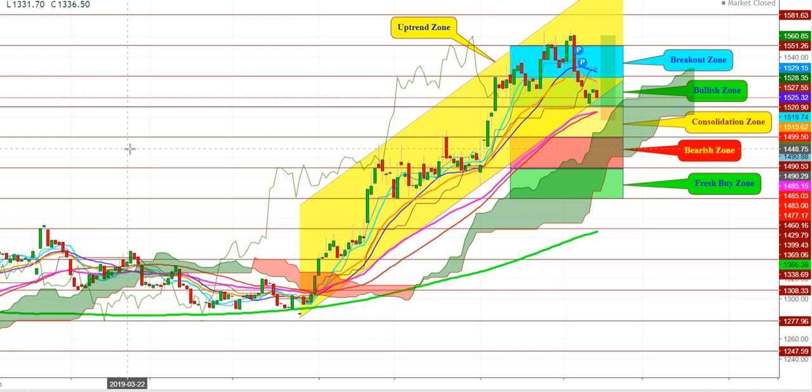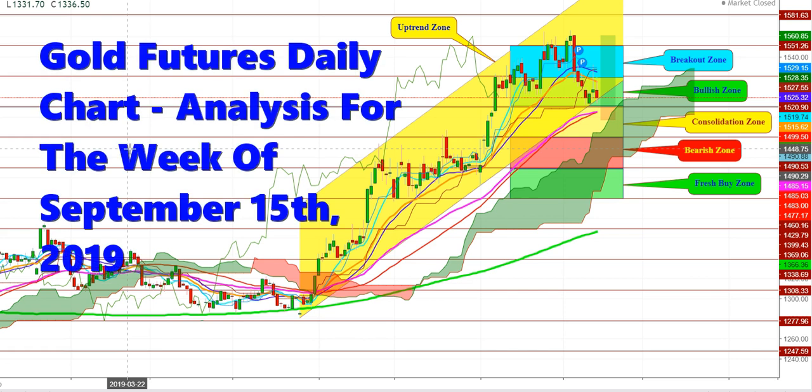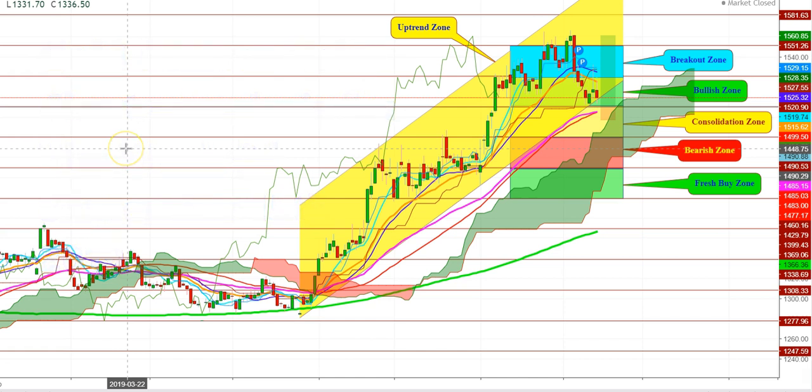Let us start the day to analyze the movements of gold futures in different time frames. But before proceeding further, I would like to analyze the current geopolitical developments at the international level first.